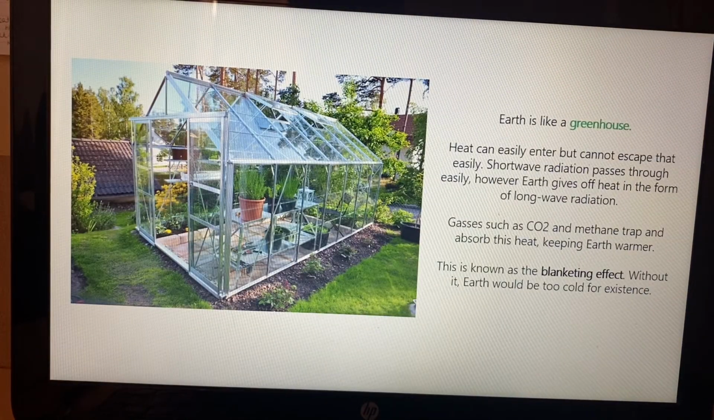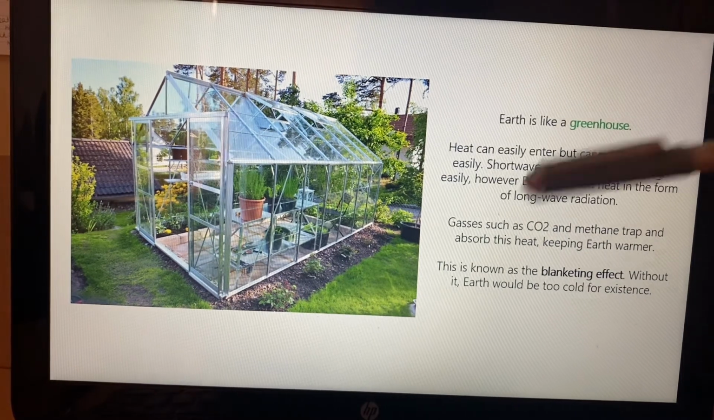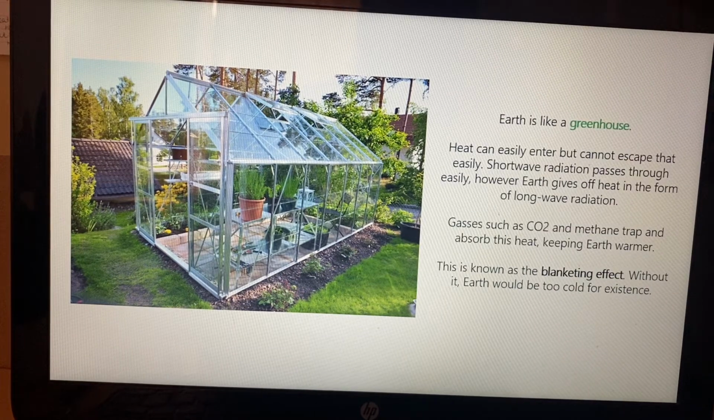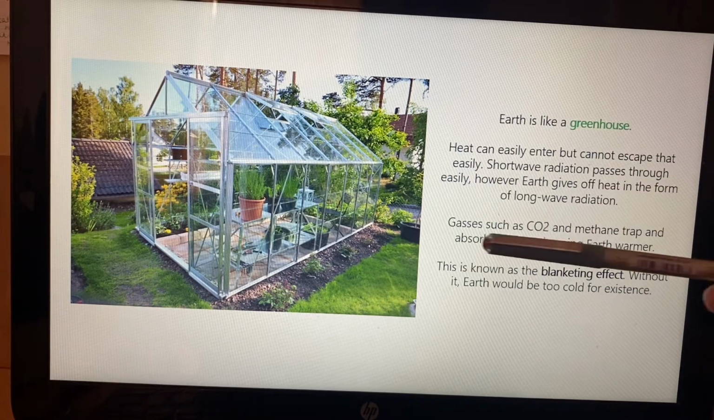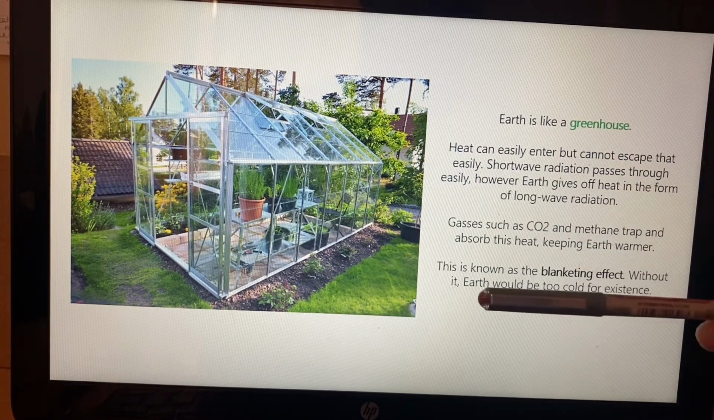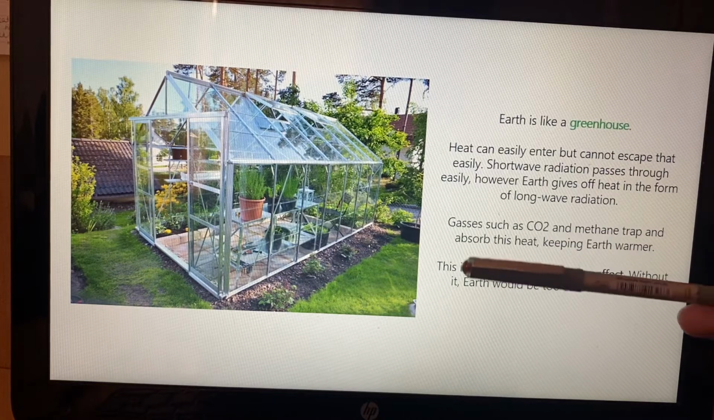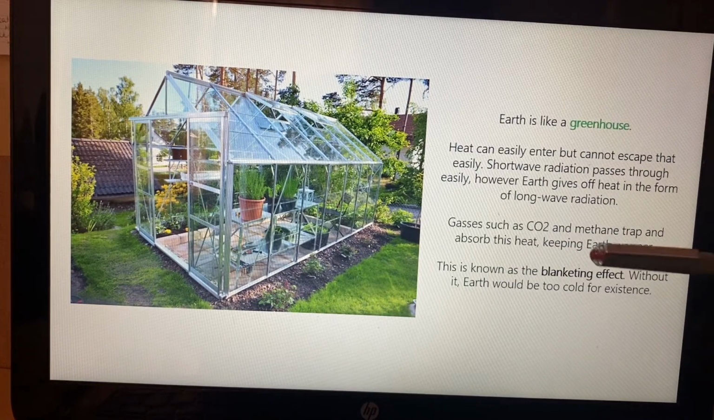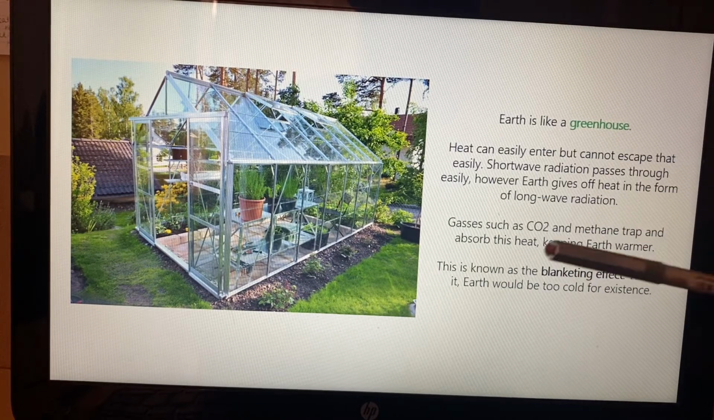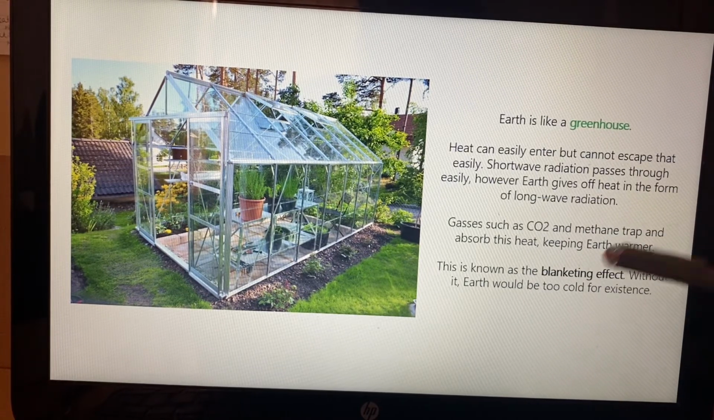Human causes of climate change. You must talk about the greenhouse effect. I'm just showing you a picture of a greenhouse and how Earth is exactly symbolic of that. Heat can easily enter the Earth's atmosphere, but it finds it very hard to leave. And why does it find it very hard to leave? It's because of gases such as CO2 and methane. What they do ultimately is trap this solar radiation and prevent it from leaving, keeping Earth warmer.